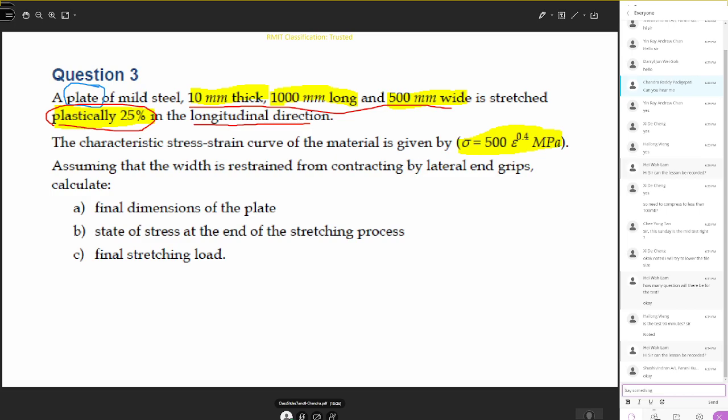Guys, can you tell me what will be the final length of the plate? What will be the final length of the plate?